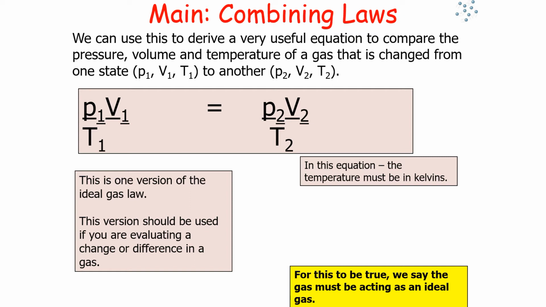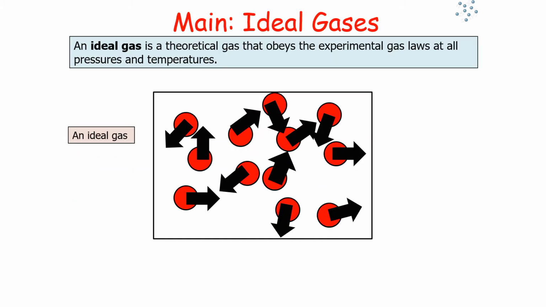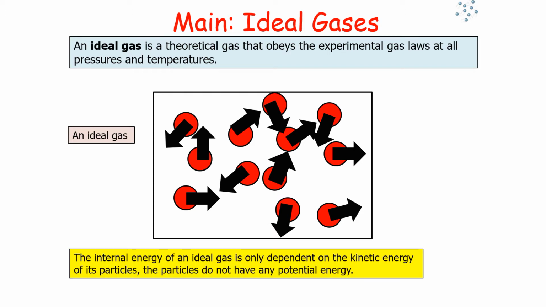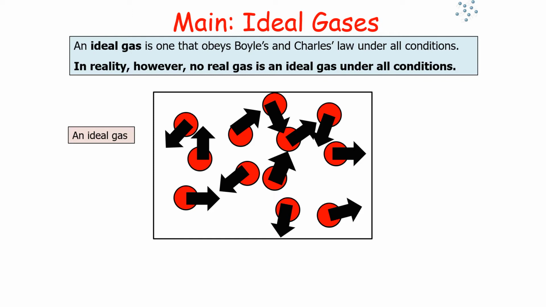Now you might ask, what is an ideal gas? An ideal gas is a theoretical gas that obeys the experimental gas laws at all pressures and temperatures. In this case, the internal energy of an ideal gas is only dependent on the kinetic energy of its particles. The particles do not have any potential energy. So whilst we say an ideal gas is one that obeys Boyle's law, Charles's law and the pressure law under all conditions, in reality no real gas is an ideal gas under all conditions.